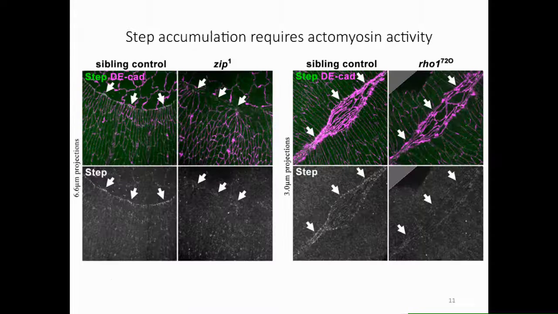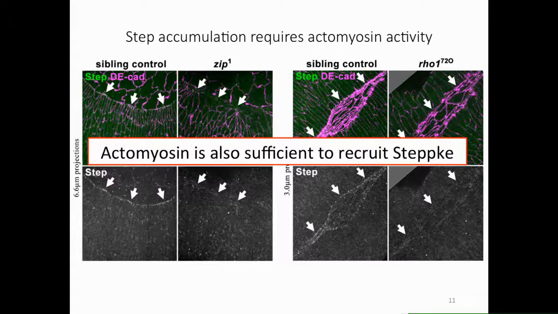To test this, we decided to look in mutants of myosin and Rho1. We fixed embryos and stained them with a Stepkey antibody and specifically looked at areas where we know there are high Stepkey levels, specifically at the leading edge here during dorsal closure. In both myosin and Rho1 mutants, we saw a decrease in Stepkey levels. In another experiment that I don't have time to share with you today, we have also seen that actomyosin is sufficient to recruit Stepkey.